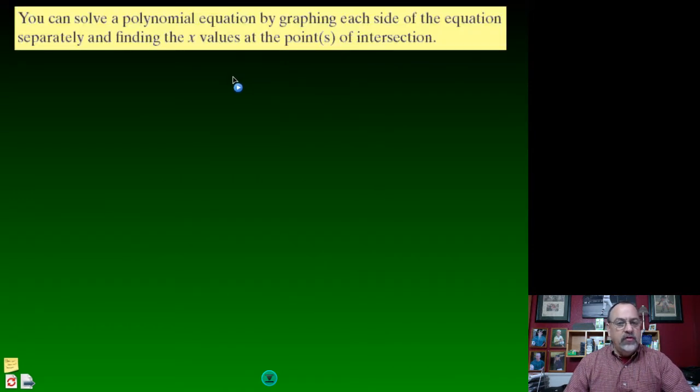Now we can solve a polynomial equation by graphing each side of the equation as y1 and y2 in our calculator, and then looking for the intersection. You remember we did this earlier when we were working with quadratics. But if we had a polynomial, let's say 3x cubed plus 7x equals, let's say, 5x to the fourth minus 12, we could solve this for x by graphing.